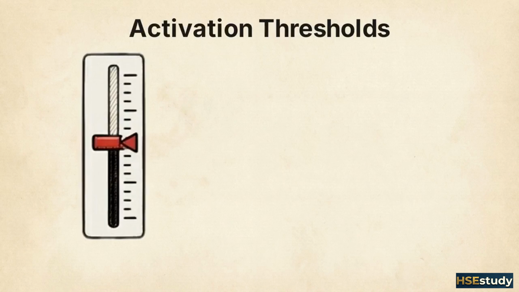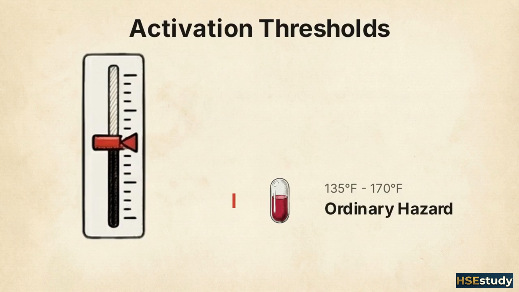Engineers use color-coded glycerin to indicate specific activation thresholds. According to NFPA standards, orange or red bulbs are rated for ordinary hazards and break between 135 and 170 degrees until the air reaches 500 degrees.